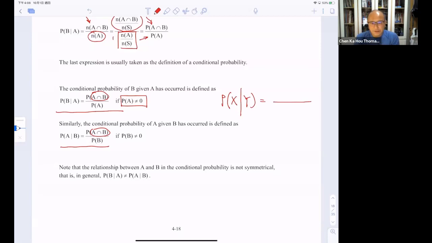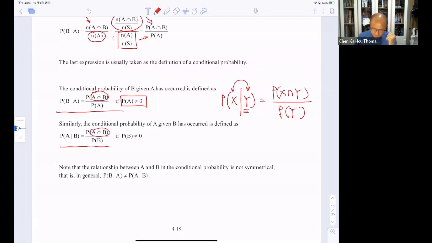What is the probability of X given Y? Remember this number, you put it here. And next, you perform the intersection of these two events.